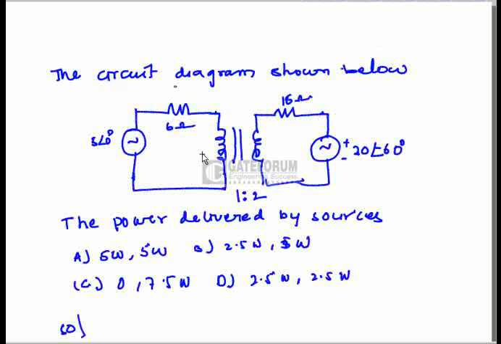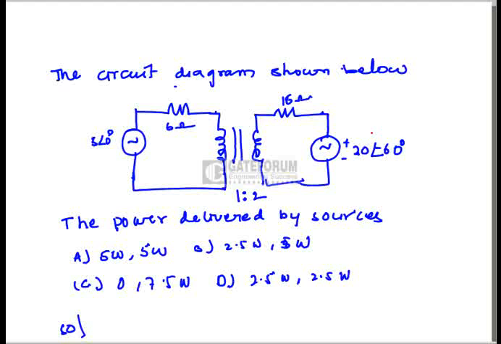Here the question is, the circuit diagram is shown below, and this is basically a network question combined with a transformer. Now he is asking for the power delivered by the two sources. The network consists of two sources here: one is 5 at an angle 0 degrees, and another is 20 at an angle minus 60 degrees. We have to solve for the power delivered by the two sources.